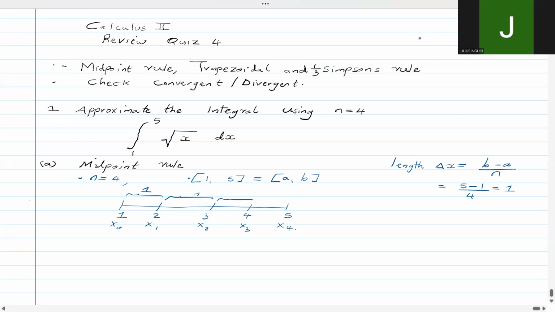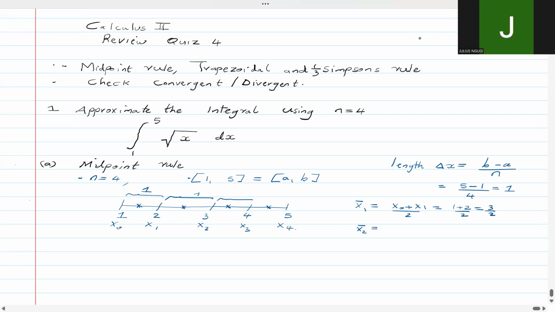Now, the next thing we need to find for the midpoint rule is the midpoint of each interval. I'm putting a star between them to show the mid. Let's first find the mid between x0 and x1. I'll denote that mid as x1 with a bar. It's x0 plus x1 divided by 2, so that is 1 plus 2 divided by 2, which is 3/2.